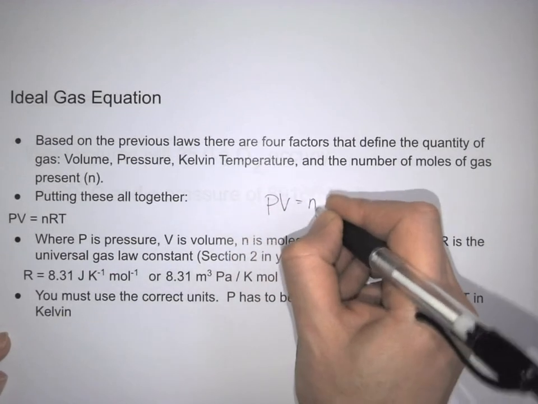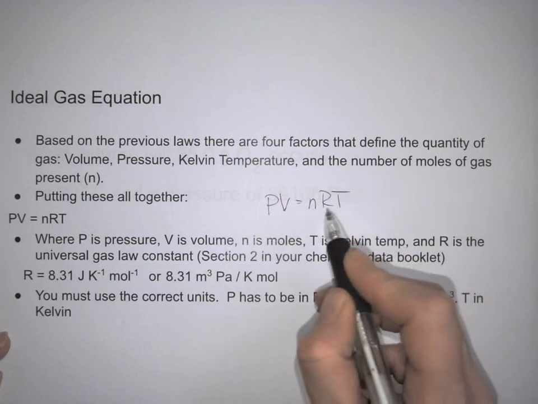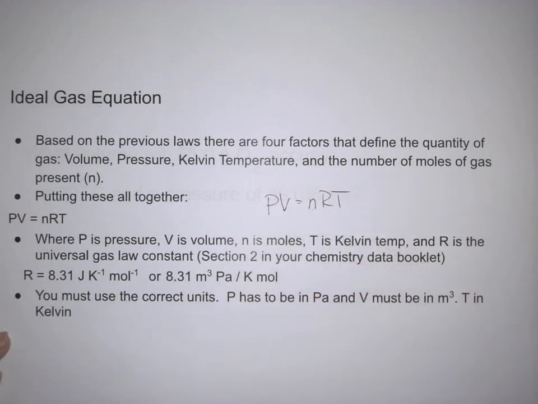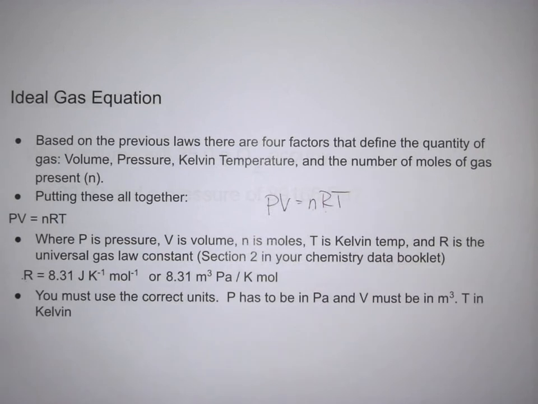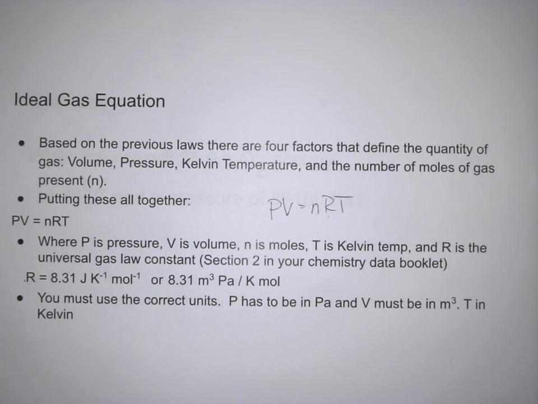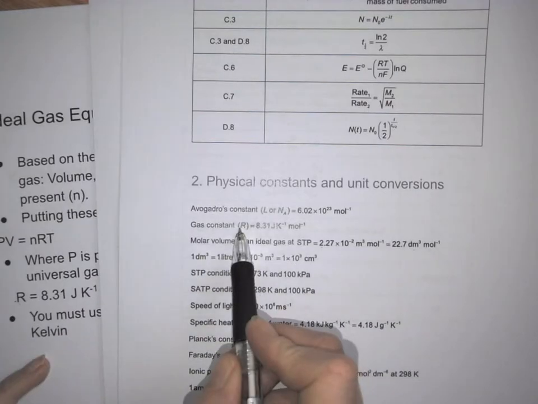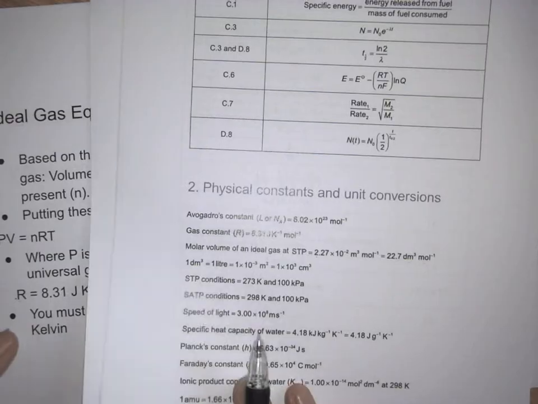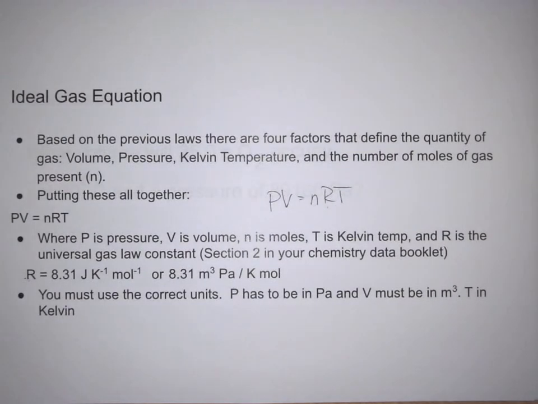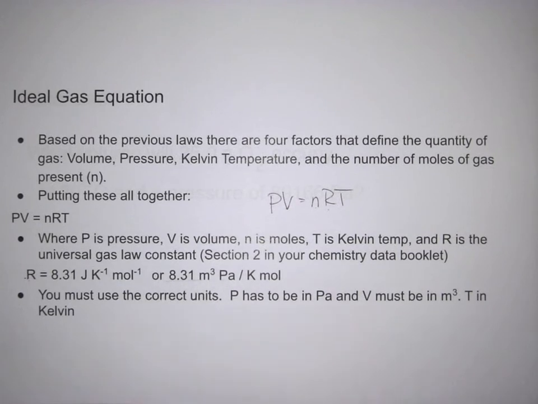PV is nRT. Pressure, volume, amount of substance, gas constant, and temperature. The gas constant R is something you can find in your chemistry data booklet, section number 2. Here you have it. So this is a constant that you can use. And in this case we'll use this one because we have Pascal.